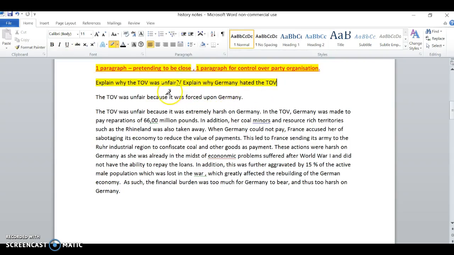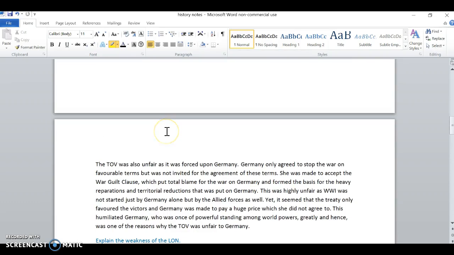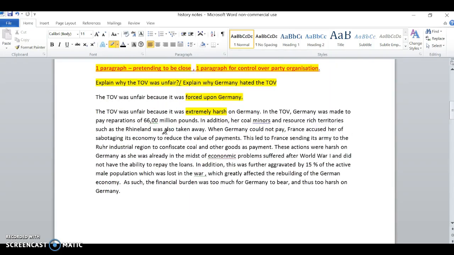So you must always address the question. If they ask you why is it unfair, you have to say it's unfair. One point you can say is because it was forced upon Germany. The other point, it was extremely harsh. So these are your 2 points. For extremely harsh, you then give why it is extremely harsh.